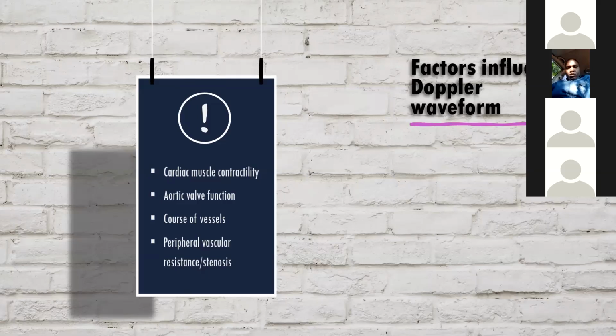Aortic valve function: if the aortic valve is not working well. Again, the course of the blood vessel: if the blood vessel has tortuosity, that might affect the spectrum. And finally, peripheral vascular resistance or stenosis. Peripheral vascular stenosis will give you dramatic changes in the spectrum waveform. So that is our interest to see today. Okay, and in this way we can identify peripheral vascular disease.